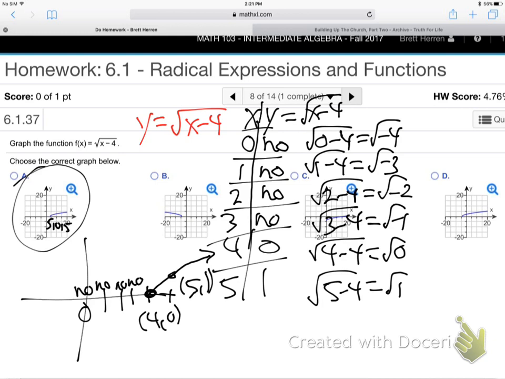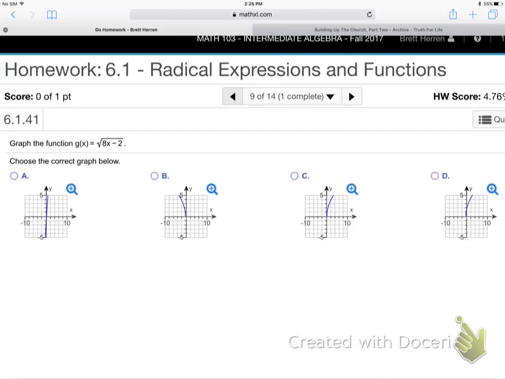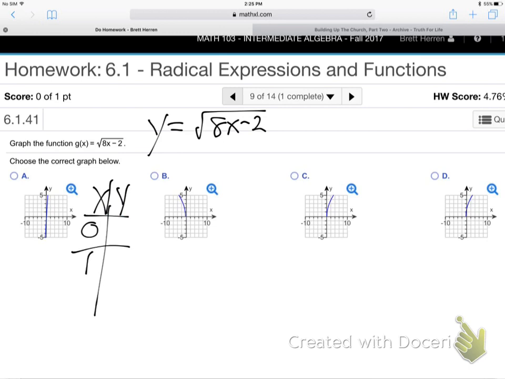The next one is... All right. Okay, so number 9. We got y equals the square root of 8x minus 2. Same thing, make a table. XY table. Start with 0, do 1. Plug in. You're going to need your calculator probably, because they're going to be ugly decimals. You need some decimal values.